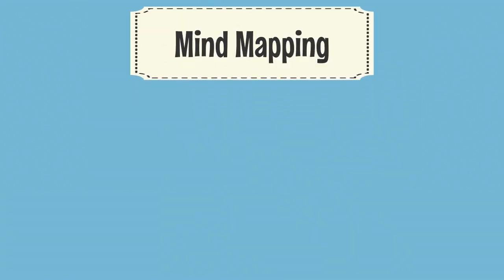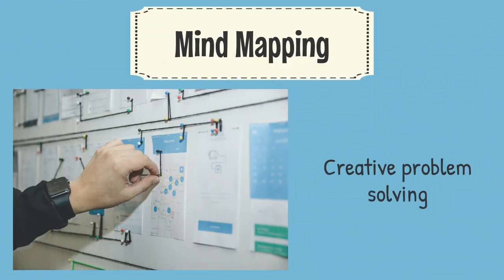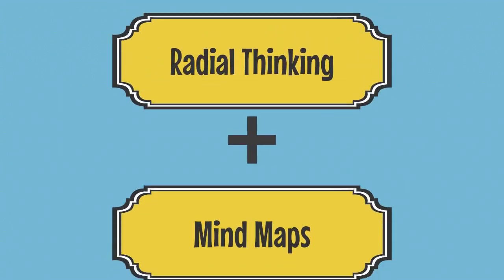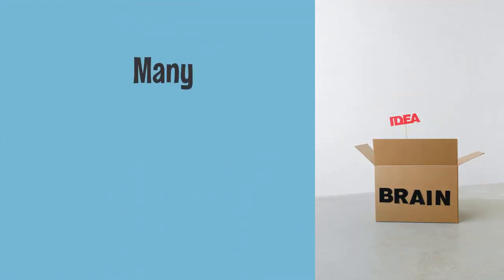Mind mapping is a form of creative problem solving that can be used as an individual or group brainstorming technique. By using radial thinking with mind maps, the brain generates more ideas and associations for many solutions.